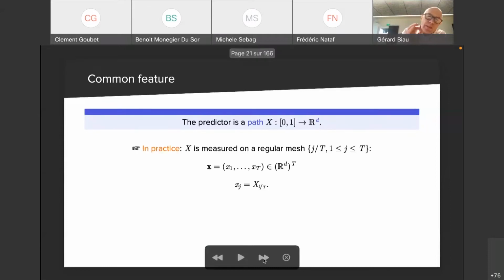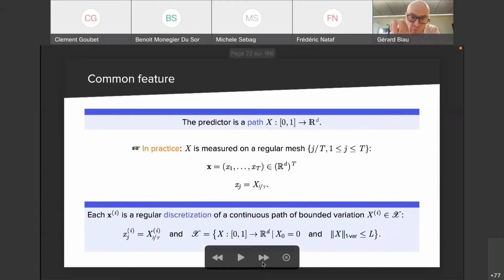So of course, in practice, you never see the whole process. What you have is the measures of X on a regular mesh, let's say J over T. So capital T is just the number of times you measure the process between 0 and 1. So what you see as an observation here, X bold, just corresponds to the measurement of the continuous process at T times, which are well specified. And we assume here that each coordinate is capital X measured at J over T. So that will be the general framework of my talk.